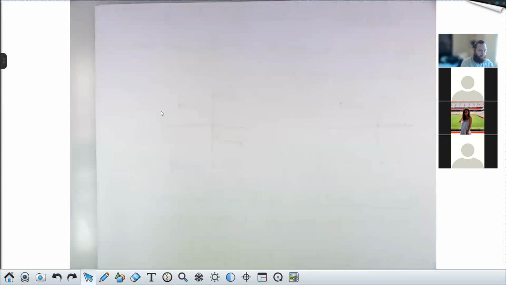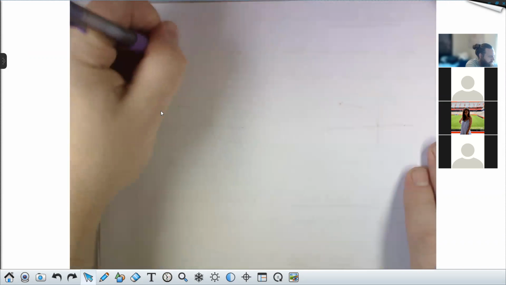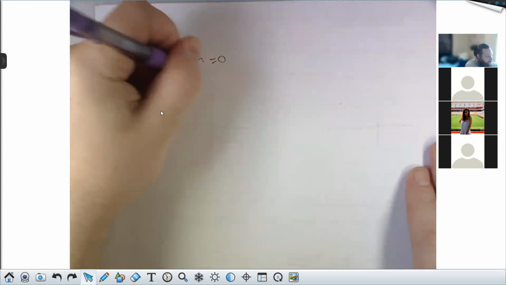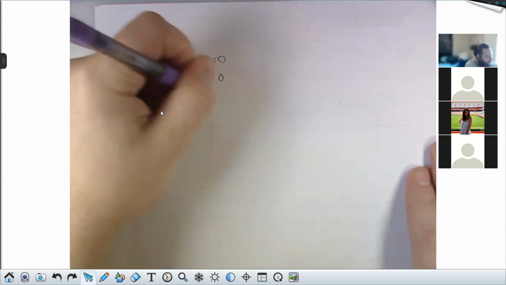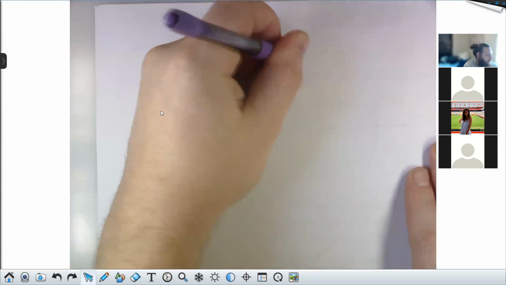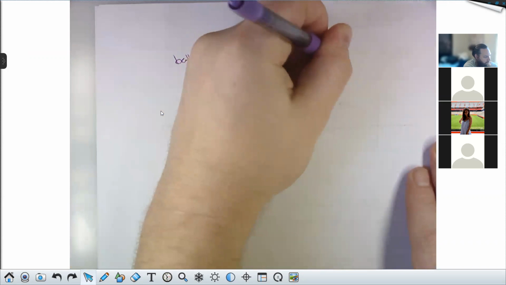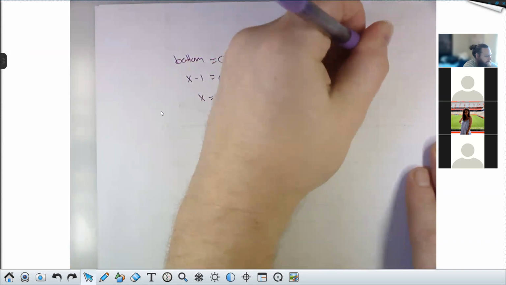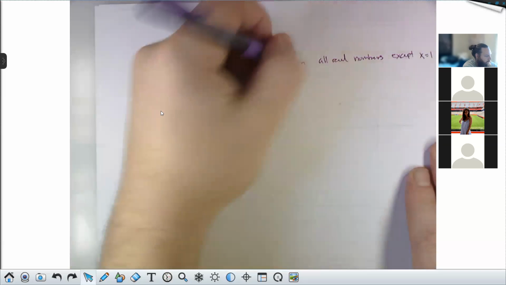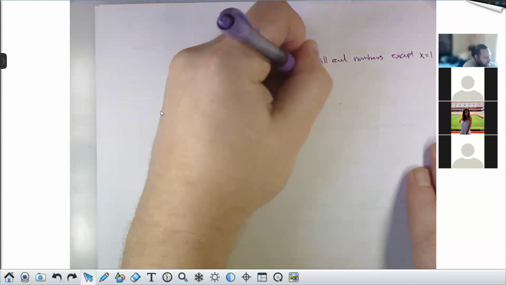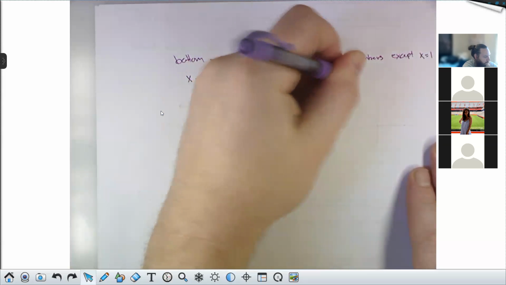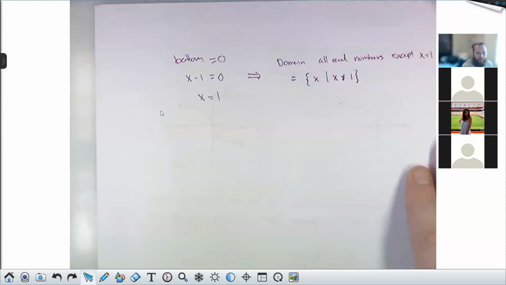The way I would write this is, when you set the bottom equal to 0, that is x minus 1 equals 0, which is x equals 1. And this tells us two things at once: that the domain is all real numbers except 1. If we want to put that in set builder notation, that would be the set of all x such that x is not equal to 1. That's a nice way to describe that.